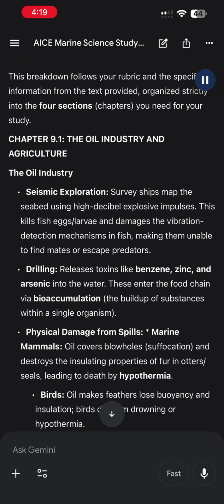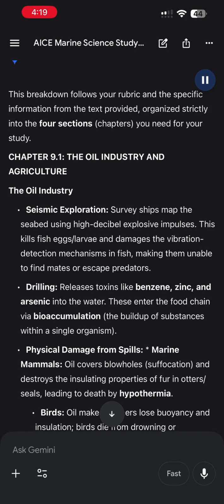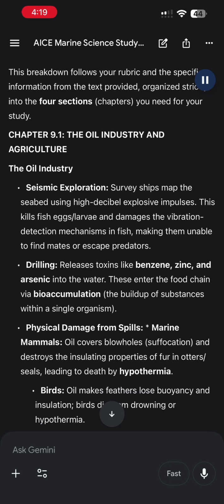This breakdown follows your rubric and the specific information from the text provided, organized strictly into the 4 sections, chapters, you need for your study.